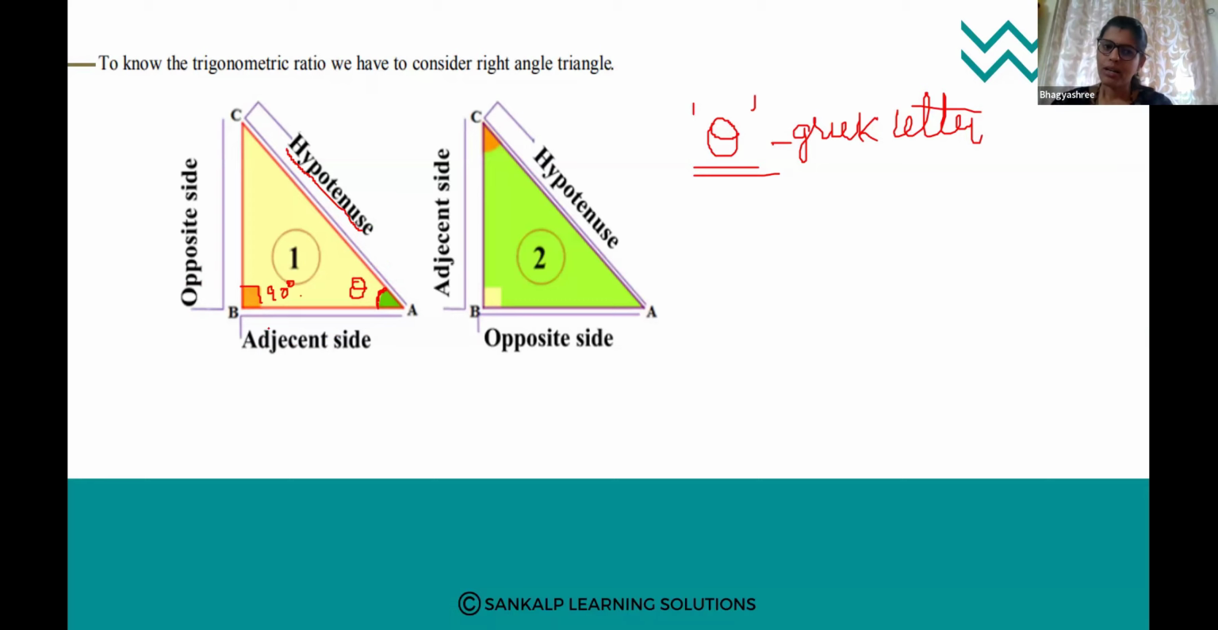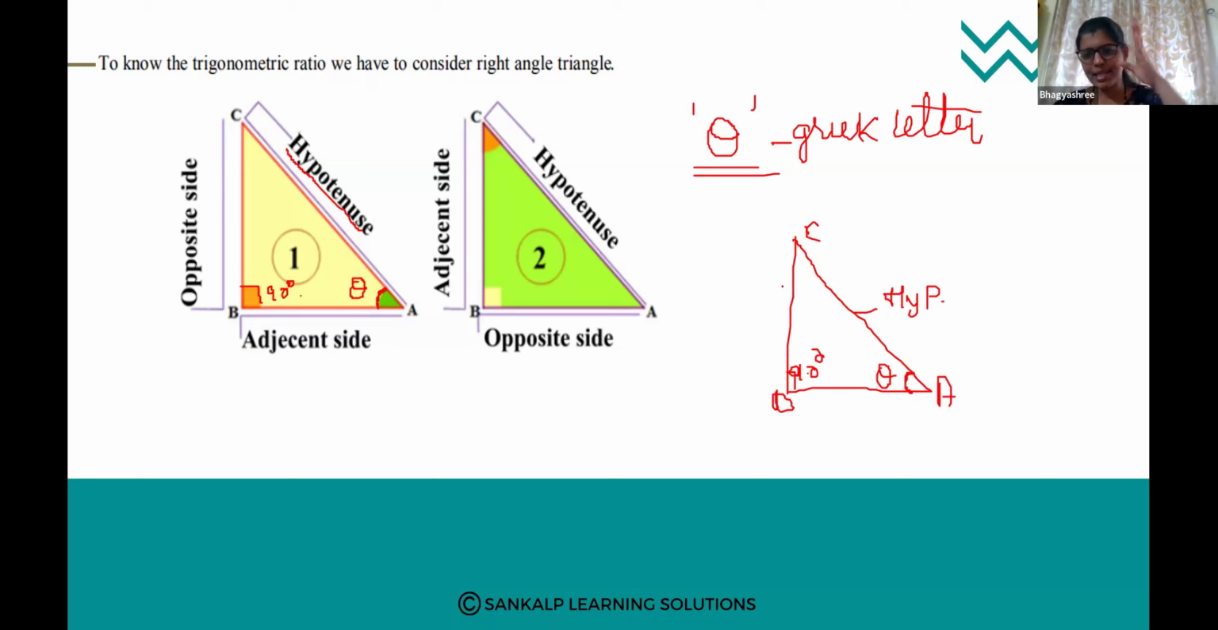Next, see here, it is a right angle triangle ABC. At point B it is 90 degree. So this one is the hypotenuse, right? And here we are considering theta. Where is the theta position? At point A.